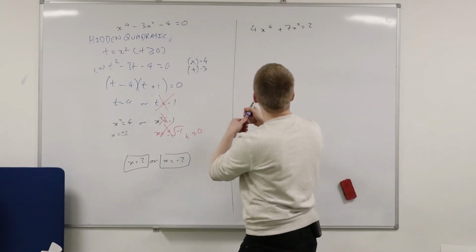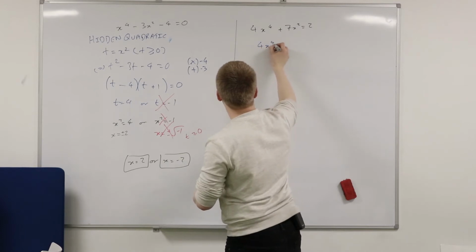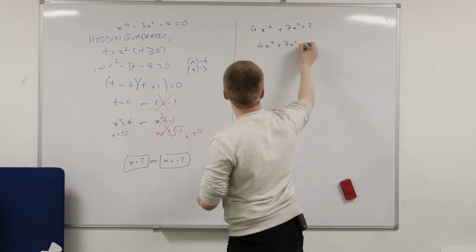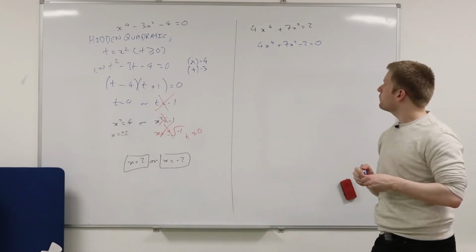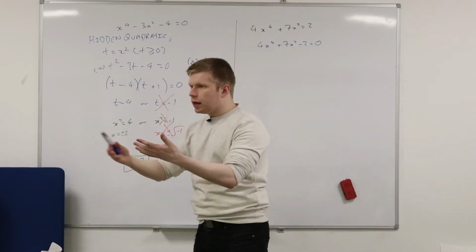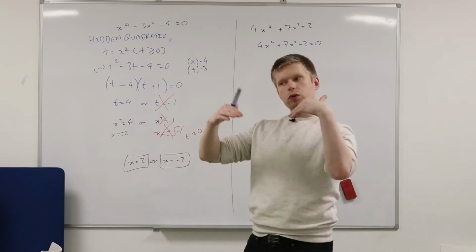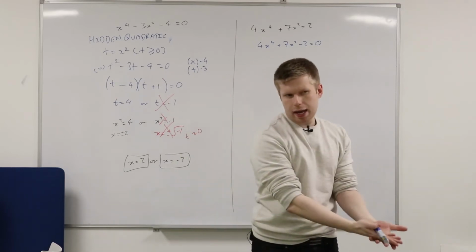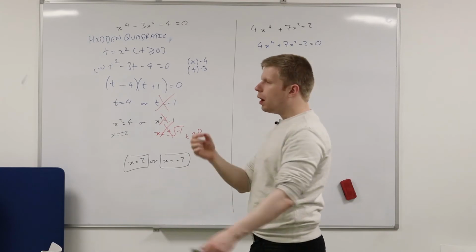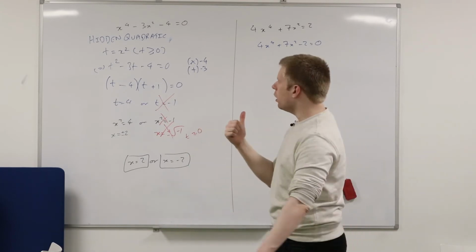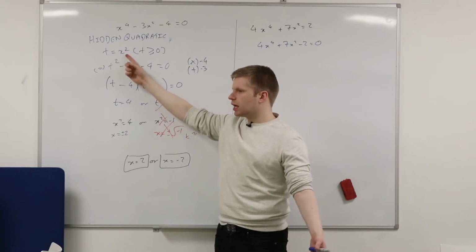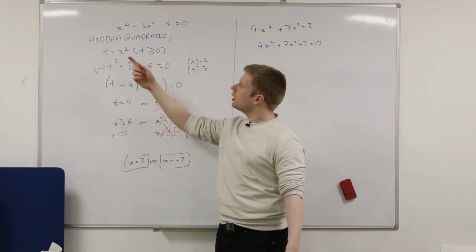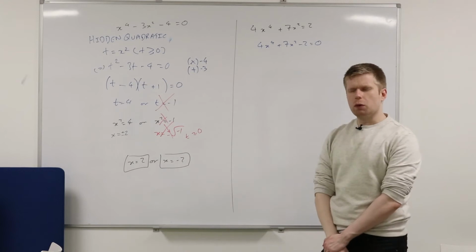So let's stick everything on the same side. So you get 4x to the power 4 plus 7x squared minus 2 equals 0. Now you notice that, I mean, Riley used t, I would have used t. You can use any letter you like, technically, but I would avoid a few letters. Number one, I would avoid using x, because then it wouldn't make sense. So x equals x squared wouldn't make sense. Don't use x.